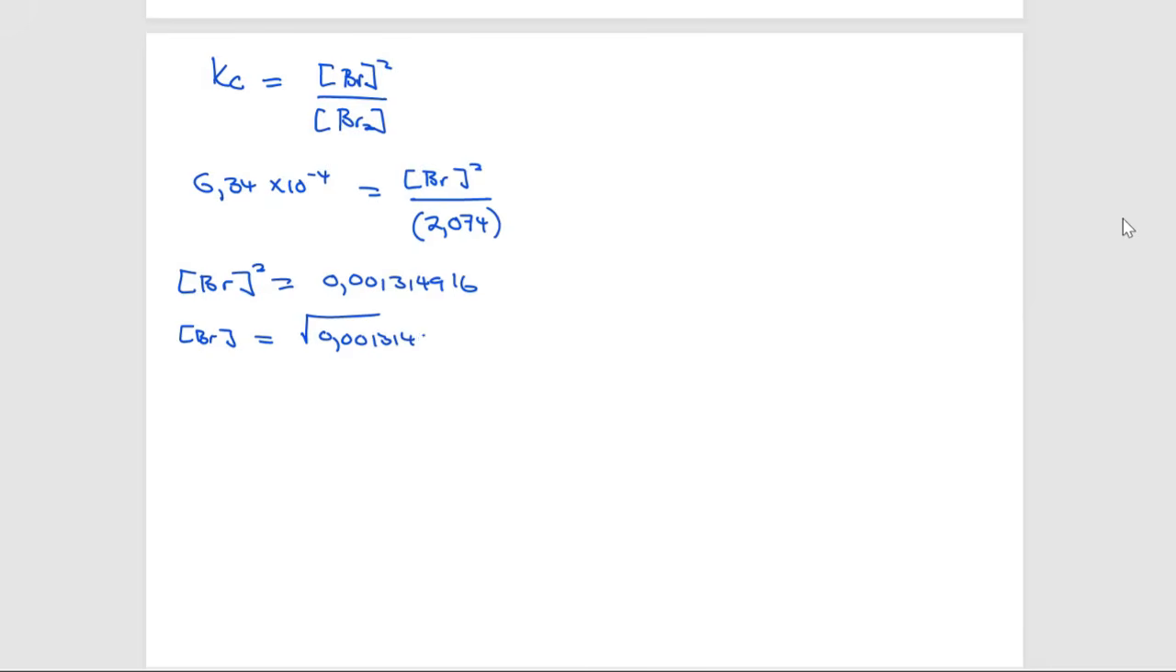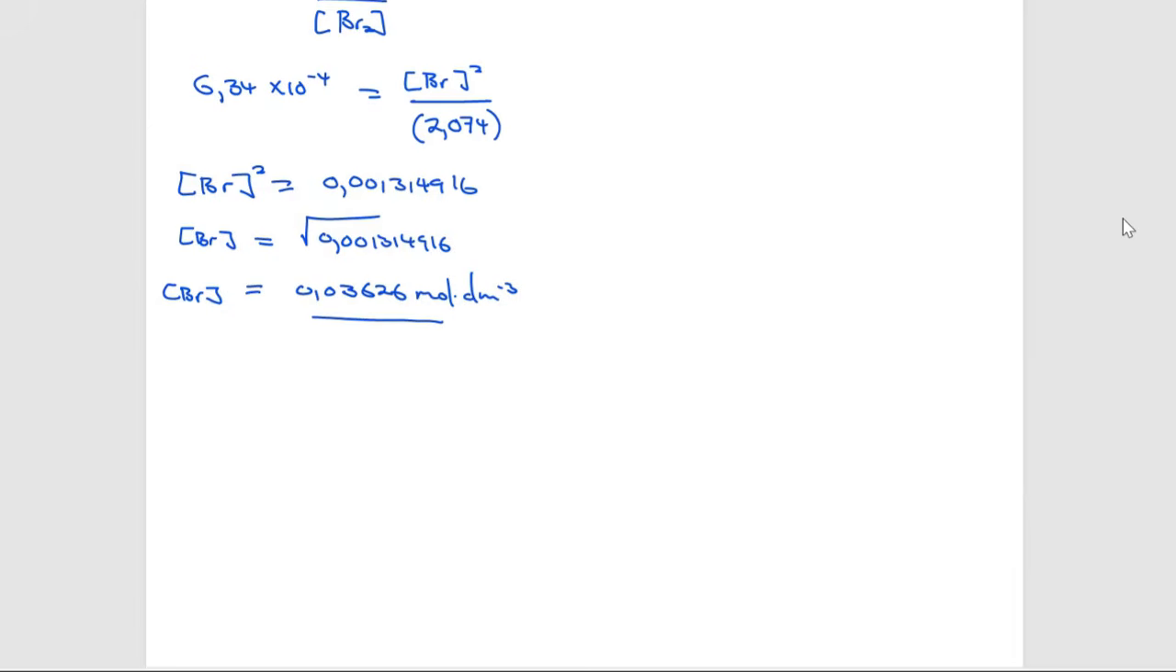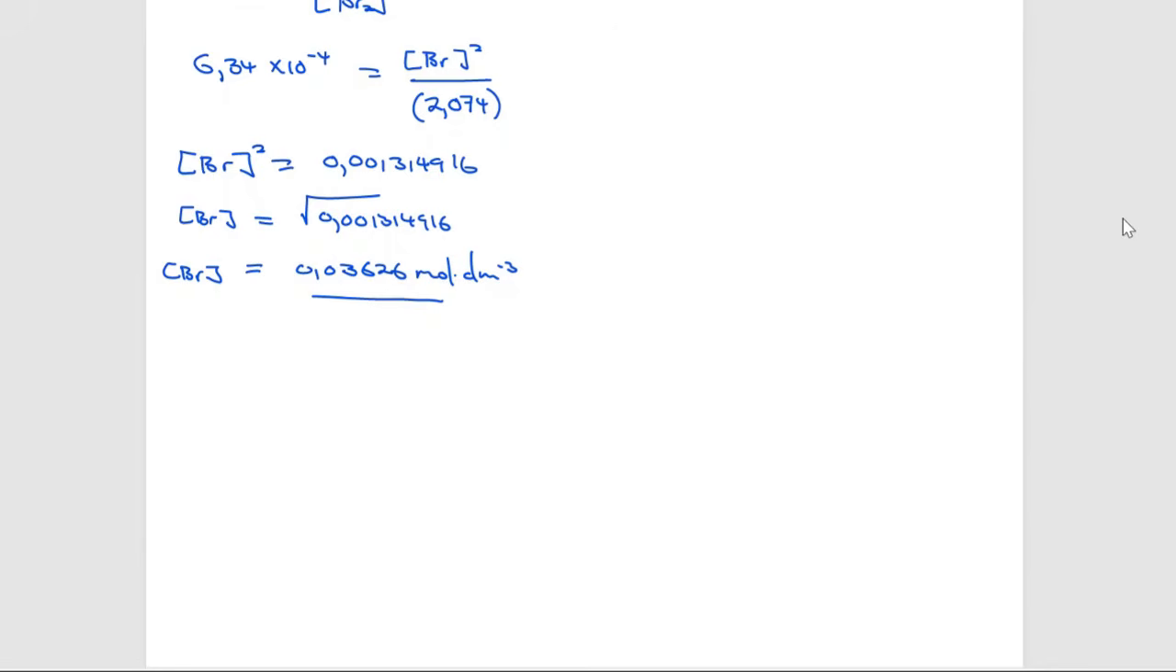0.00131 4916. If we do our math there, we're going to get the concentration of Br as a value of 0.03626, then its concentration, so I'm going to say mole per dm cube. After getting that value, we're now going to proceed to formulate a rise table.